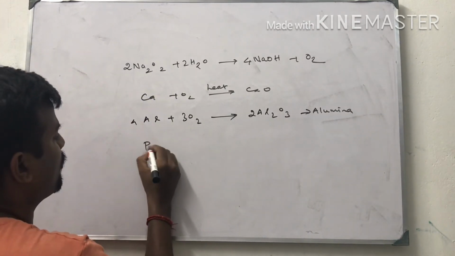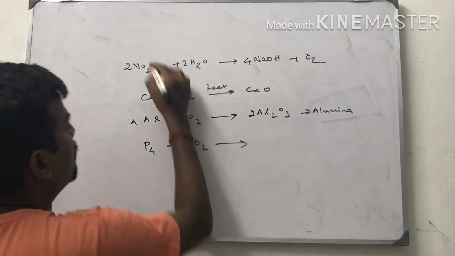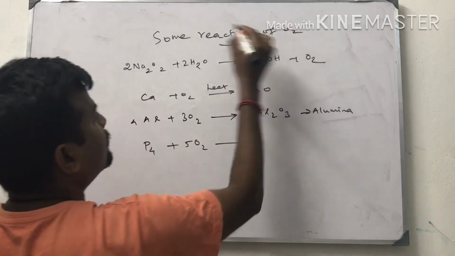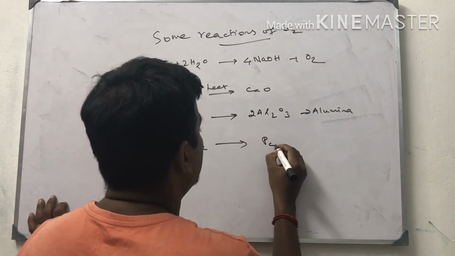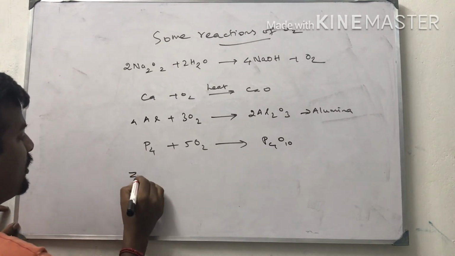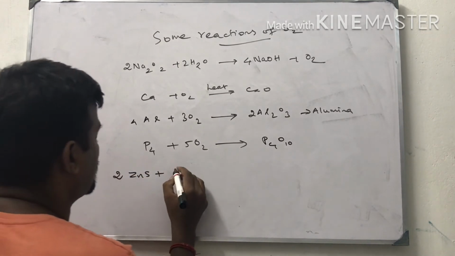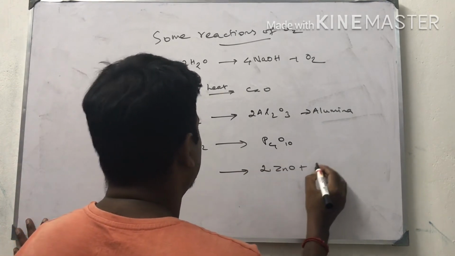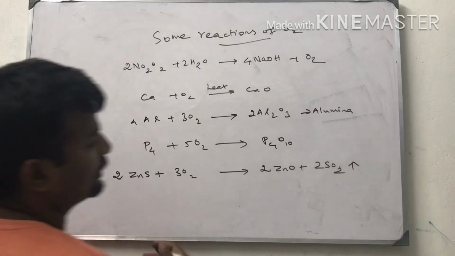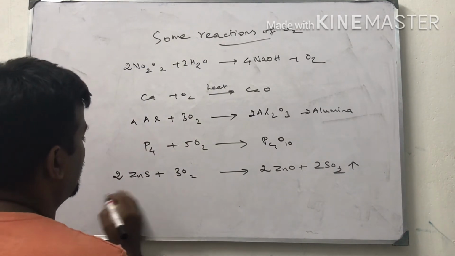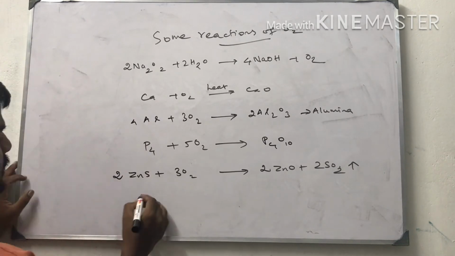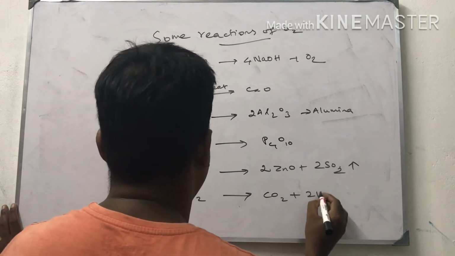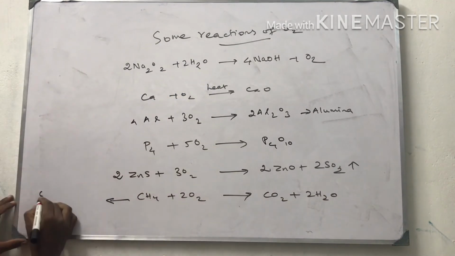Next reaction is P4, phosphorus, plus 5O2 gives P4O10. Next one is zinc sulfide, 2ZnS plus 3O2 gives 2ZnO plus 2SO2 gas. Sulfur dioxide is released. FeS also reacts like that. And for example, methane plus 2O2 gives CO2 plus 2H2O. This is called the combustion process.